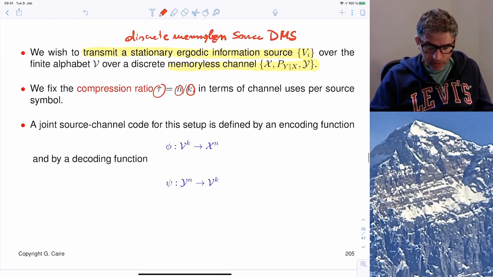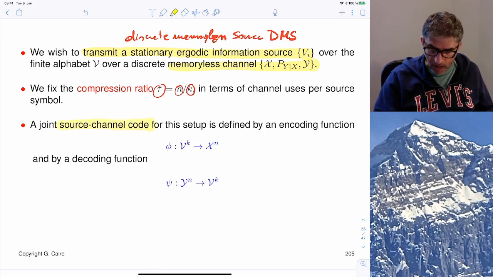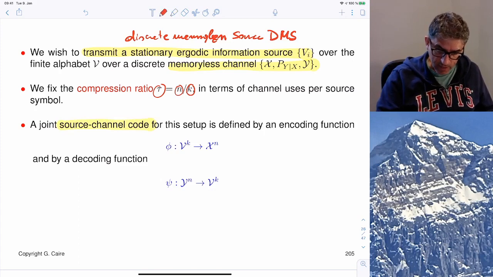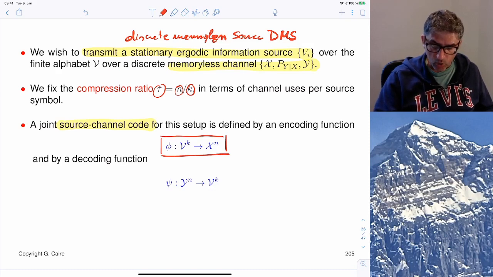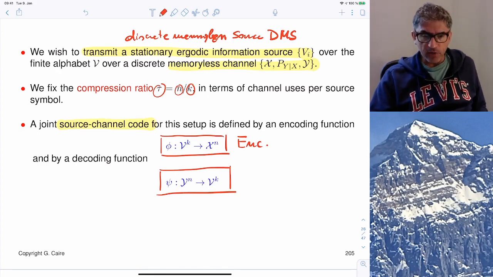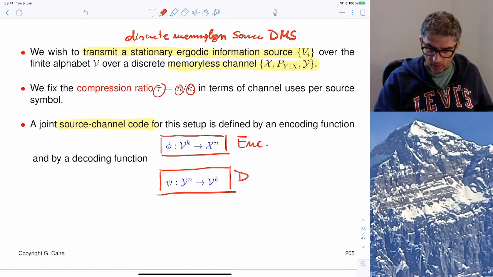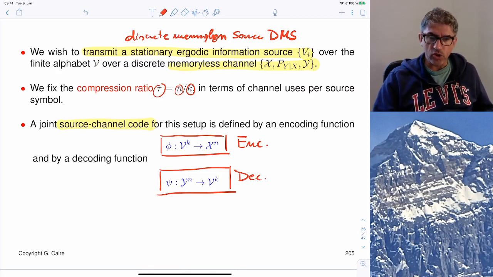So putting together these two things, basically we define a source channel code as a map that maps sequences of length k of the source into code words of length n of the channel. This will be the encoder. And another map that maps sequences of length n at the output of the channel back to sequences of length k of the source, and this will be the decoder. Okay? So these two functions define a joint source channel code.